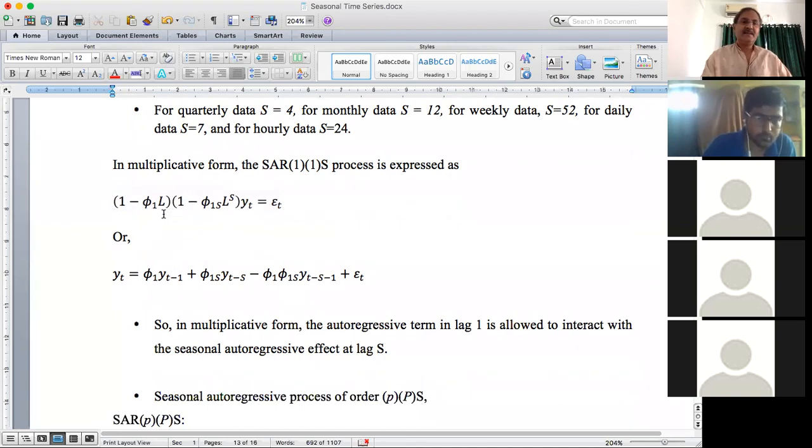Just look at the expression we have provided here. 1 minus phi 1 L, L for lag operator, into 1 minus phi 1 S, L to the power S, yt is equal to epsilon t. Okay. Now try to multiply the left hand side.